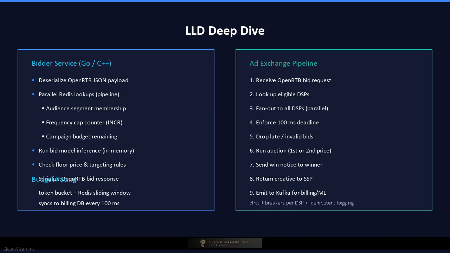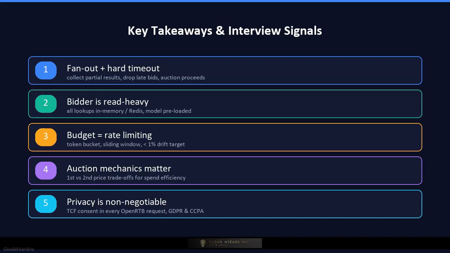The budget pacing service maintains a distributed counter using Redis with a sliding window and periodically syncs to the billing database. The Ad Exchange enforces bid timeouts using a deadline-aware RPC framework with circuit breakers on each DSP connection. Auction results are written to Kafka for downstream billing and analytics processing. The Creative Store is a CDN-backed object store keyed by Creative ID. For targeting data freshness, a change data capture pipeline streams segment updates from the DMP into the Redis user store within seconds. Key takeaways for your interview.